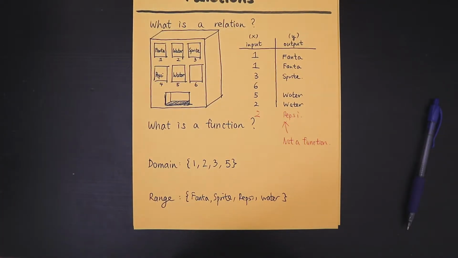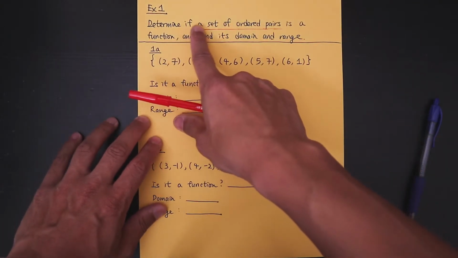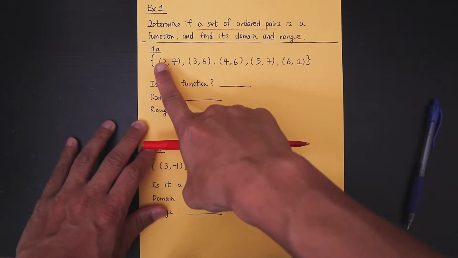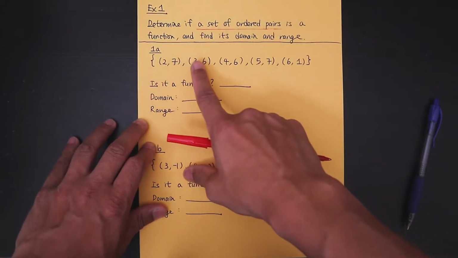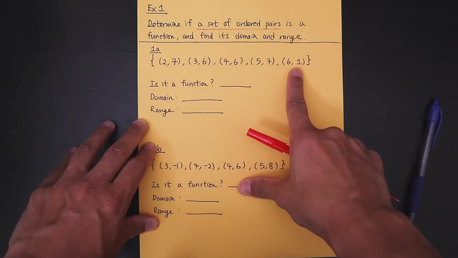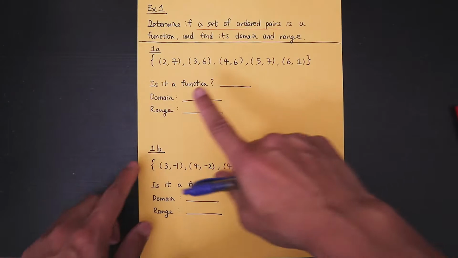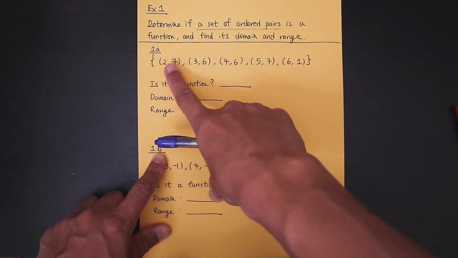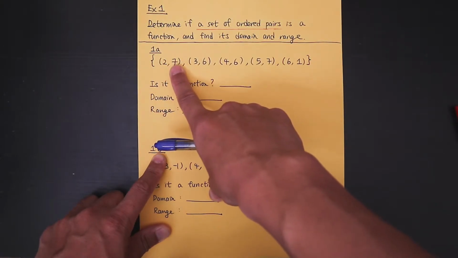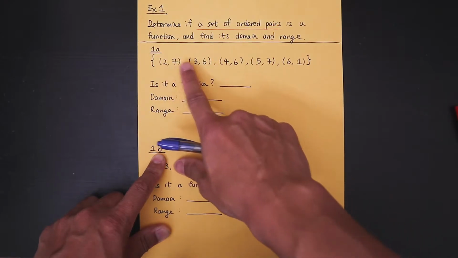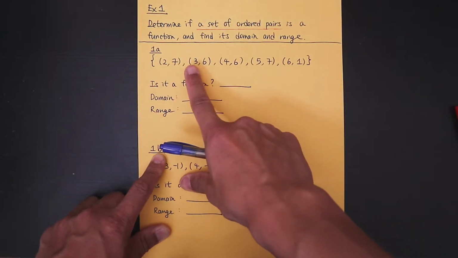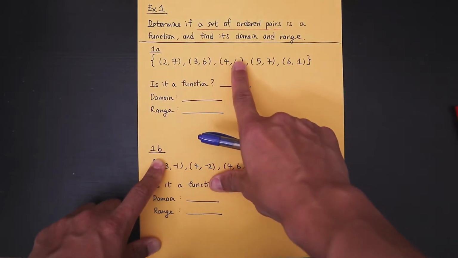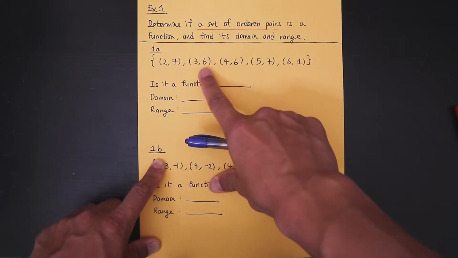Let's take a look at more examples. Example 1 says: determine if a set of ordered pairs is a function and find its domain and range. In example 1a, there are 5 different ordered pairs: 2, 7; 3, 6; 4, 6; 5, 7; and 6, 1. The first question asked is, is it a function? When you press the 2, are you going to get anything other than 7? No other pair has a 2 except this one, so 2, 7 is fine. What about 3, 6? If you press the 3, you get a 6, and that's fine. What happens if you press the 4 and you get the same output as when you press the 3? It still works, right?